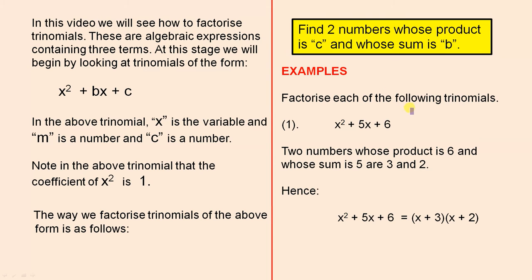Examples. Factorise each of the following trinomials. The first one is x squared plus 5x plus 6. Two numbers whose product is 6 and whose sum is 5. So the product is 6, the sum is 5, the only two numbers are 3 and 2. So x squared plus 5x plus 6 is x plus 3 and x plus 2. And they're the two numbers we're after. Plus 3 and plus 2, that's where you place them, and that gives you the factored form.